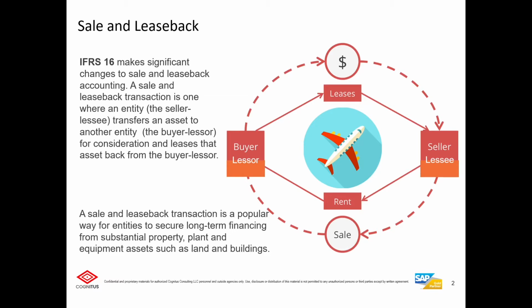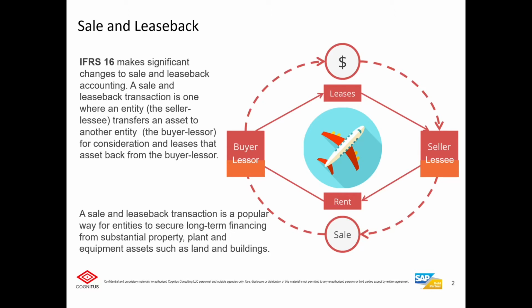As we know, it is important for a business to take different decisions with respect to arranging funds to run their operation and also execute the business. Sometimes it is quite natural for a business to sell a current or existing asset and take it back on lease. According to the new accounting standard, a sales and leaseback transaction is one where an entity, the seller-lessee, transfers an asset to another entity, the buyer-lessor, for consideration and leases that asset back from the buyer-lessor.